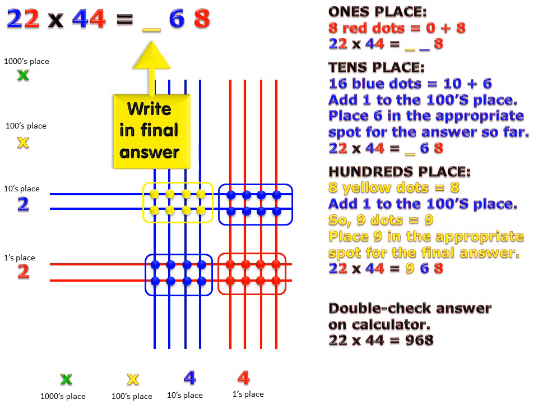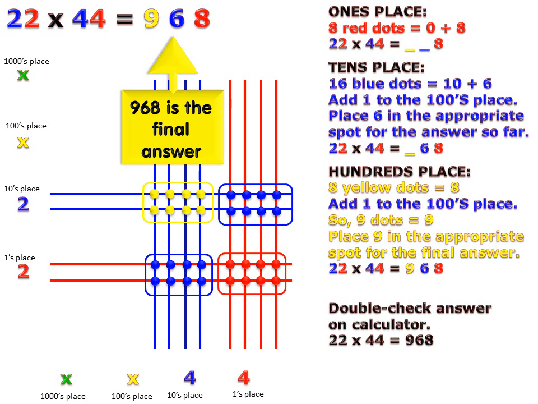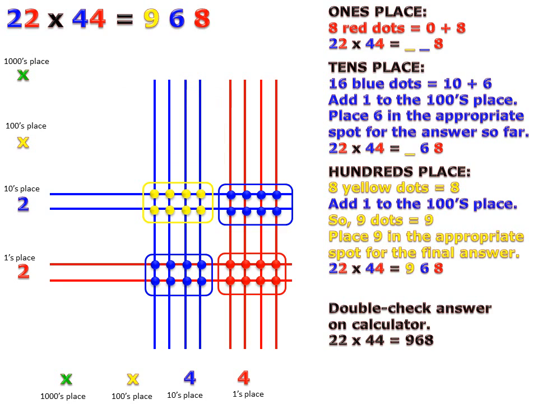Now we're going to write in our final answer. And there it is, 968 is the final answer to 22 times 44. And there's one last peek.